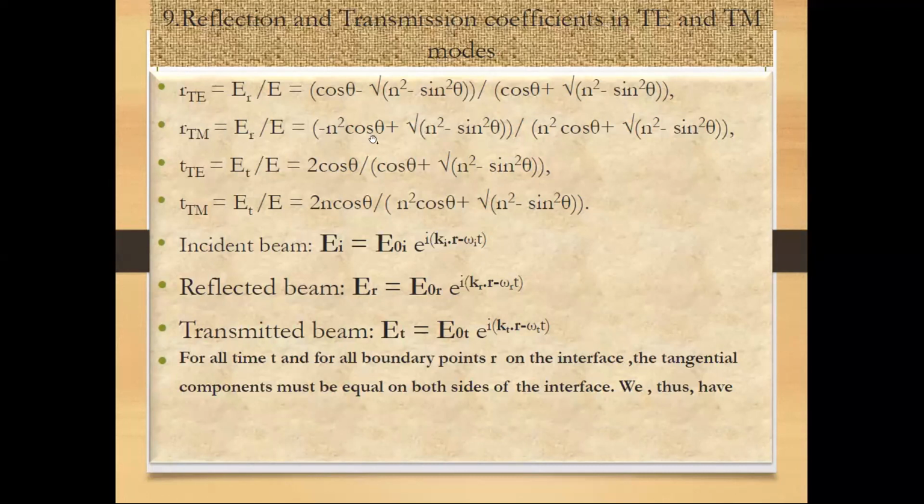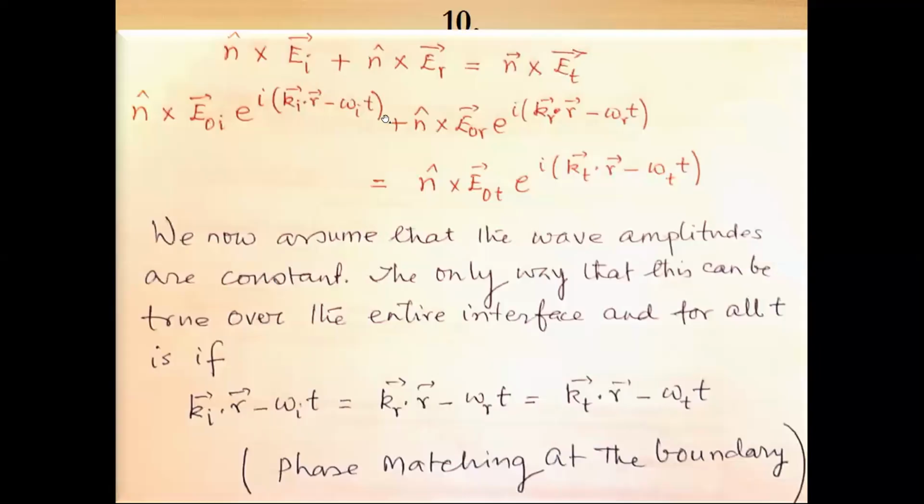Now, to derive this relation, I have taken, for all time t and for all boundary points r on the interface, the tangential components should be equal on both sides of the interface. I emphasize that tangential components must be equal. This is like a cannonball striking a wall and getting reflected back at a certain angle, where the momentum in the tangential direction will always remain the same. That kind of condition I am imposing. So with the imposition of this condition, please go to the next slide where I have my handwritten expressions.